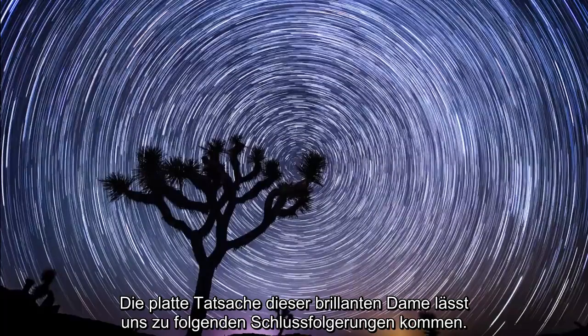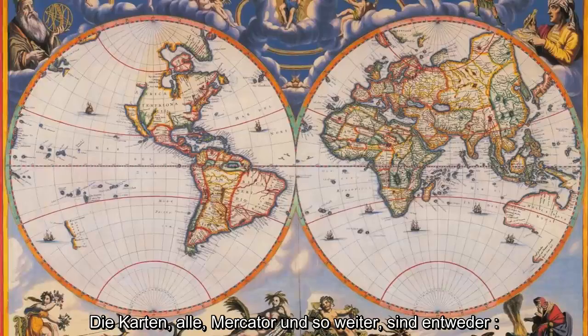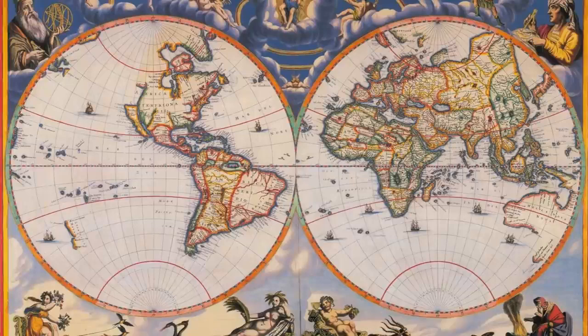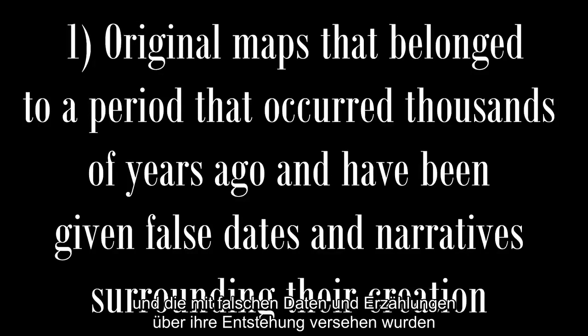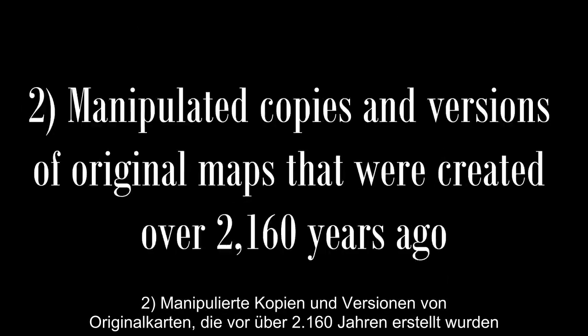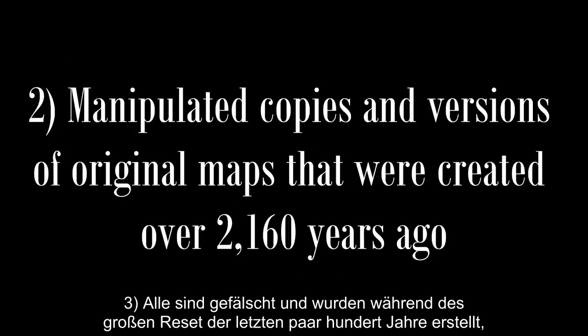This brilliant lady's flat fact leaves us with the following conclusions. The maps, all of them, Mercator and so on, are either: 1. Original maps that belong to a period that occurred thousands of years ago and have been given false dates and narratives surrounding their creation. 2. Manipulated copies and versions of original maps that were created over 2,160 years ago.